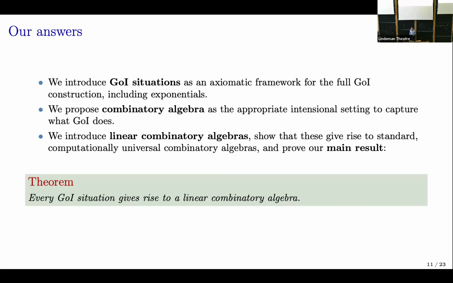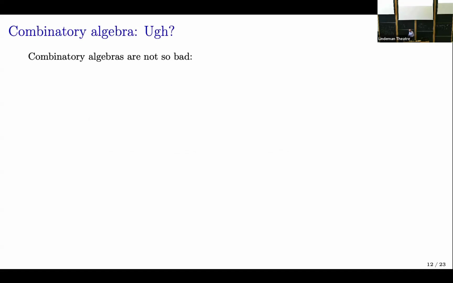So, what are our answers? We introduced GOI situations, not a very lovely term, as an axiomatic framework for the full GOI construction, including exponentials. And our proposal for what it is, if it's not a standard model of linear logic or the lambda calculus, is to take combinatory algebra as the right level. And we introduced in particular linear combinatory algebras and showed that these gave rise to standard computationally universal combinatory algebras. And then the main result of the paper is that every GOI situation, every axiomatic situation, gives rise to a linear combinatory algebra.